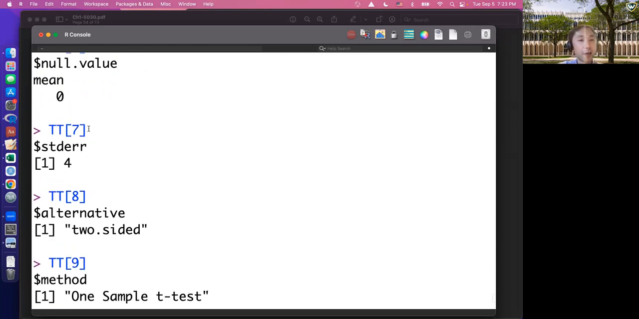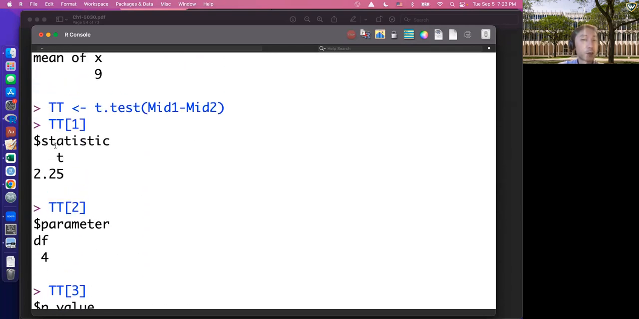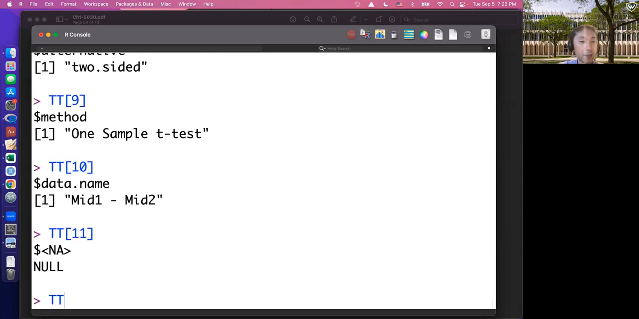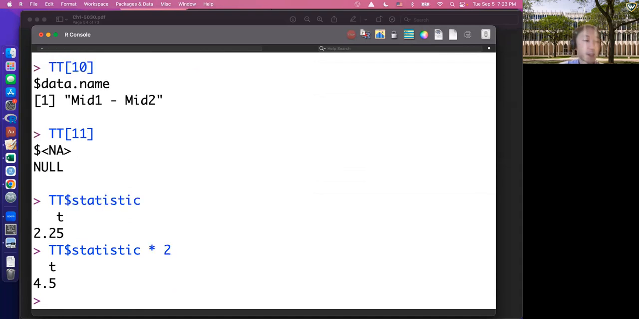These 10 sub-objects are accessed by typing a bracket or double bracket number, or you can specify the names to get them. For example, if you want to extract the t-statistic, you can type TT $statistic. Then you get 2.25. So for example, if you multiply this by 2, you can do it this way. I just want to explain that the output of some functions is a complicated list. We will study the t-test later, maybe in chapter 4 or 5.